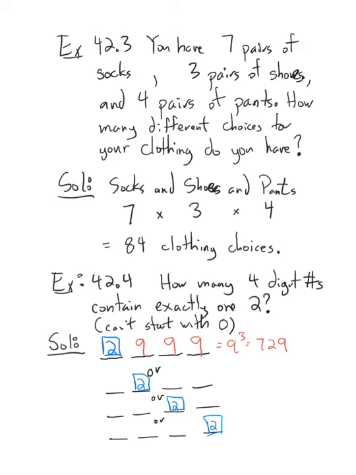Or, the same logic applies for the 1's digit and the 10's digit. I can choose 0 through 9. There's 10 digits, but I'm not allowed to choose 2 because my number needs to have exactly one 2. So there's 9 choices for the 1's digit. Similarly, 9 choices for the 10's digit. But for the 1000's digit now, remember, it can't start with a 0. So I only have 8 choices for my 1000's digit. 1 through 9, but not 2. So not 0 or 2.